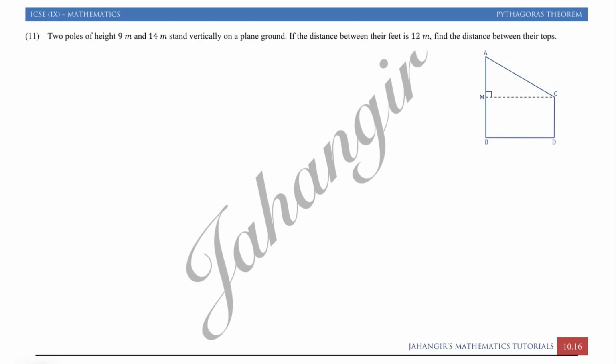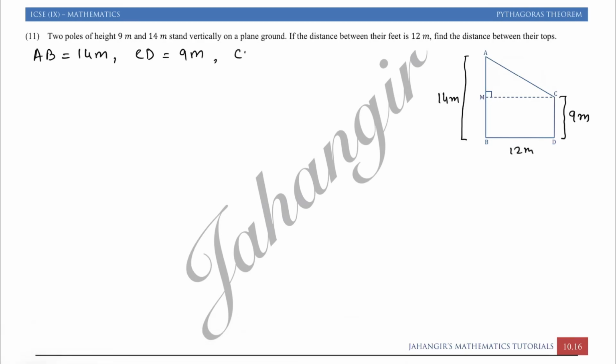Two poles of height 9 meter and 14 meter. So AB is 14 meter and CD is 9 meter. This is 14 meter and this much part is 9 meter. Stands vertically on the plain ground. If the distance between their feet is 12 meter, means this distance, that is same. See, it is marked with dotted line also. These distances are same, that is 12 meter.